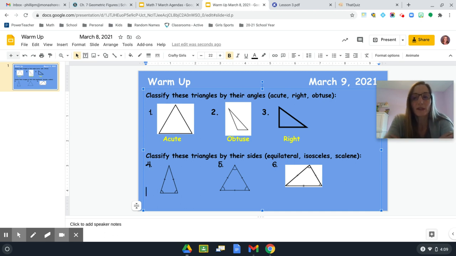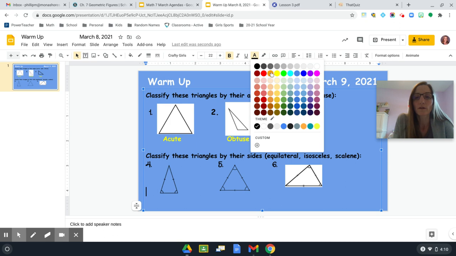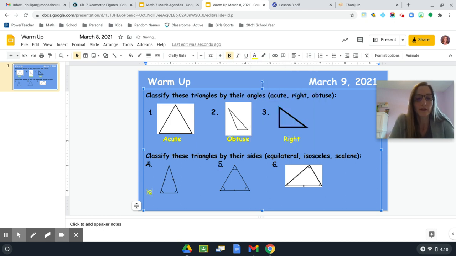When you look at the tick marks on the sides in number 4, there are 2 right here. When you are classifying by their sides, those 2 tick marks mean that those 2 are the same size. So they both could be, let's say, 6 inches. Both the left and the right sides are the same. If that's the case, that is considered isosceles.